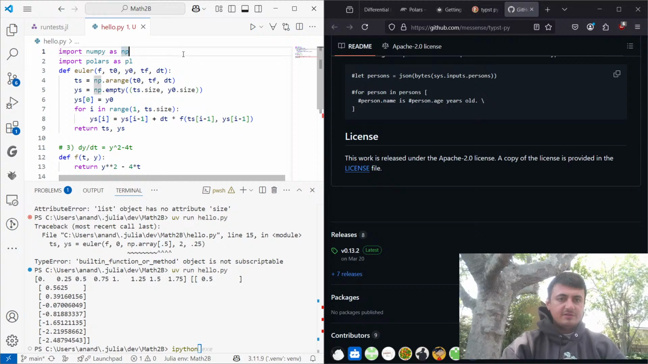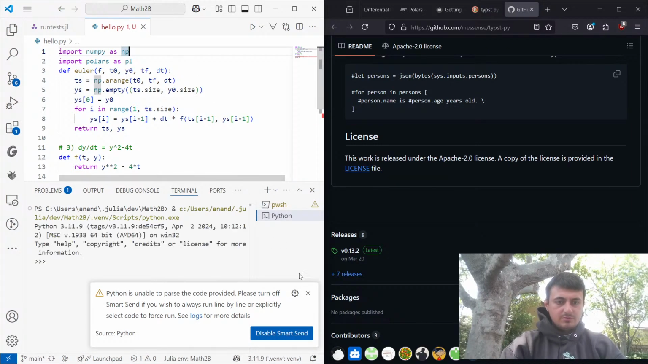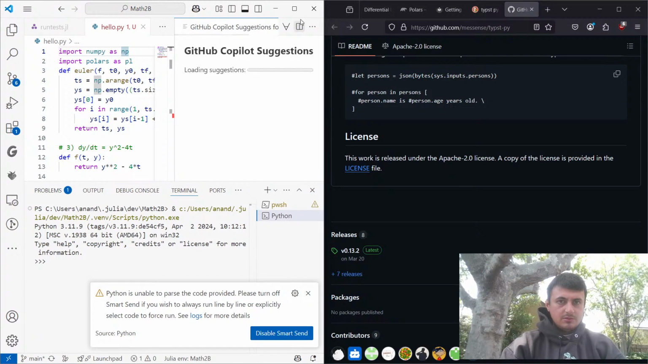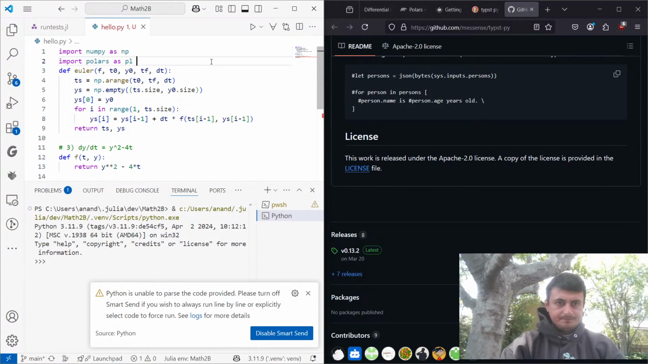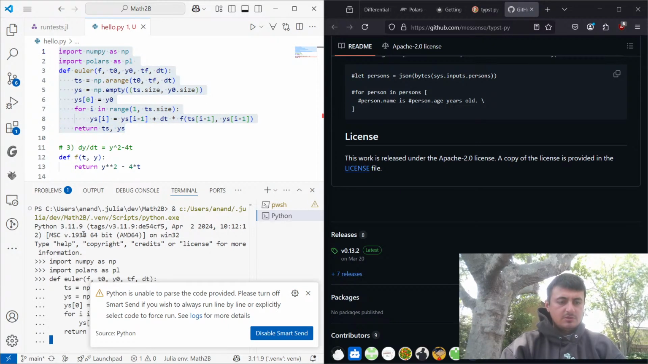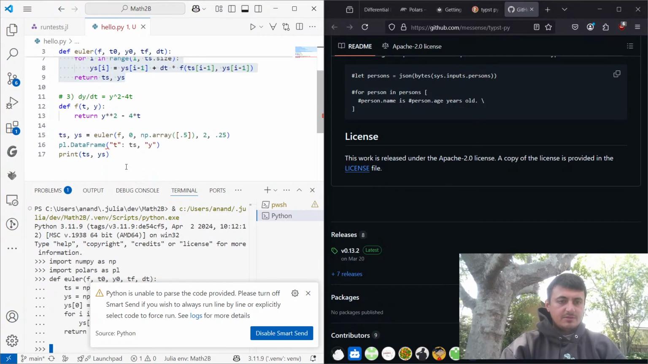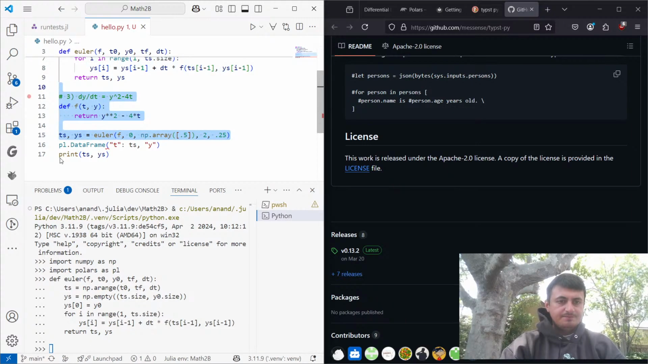Wait, can I do Shift Enter? Ugh. What? Makes no sense. Dude, Python is still such a shit experience. It's kind of insane, actually.